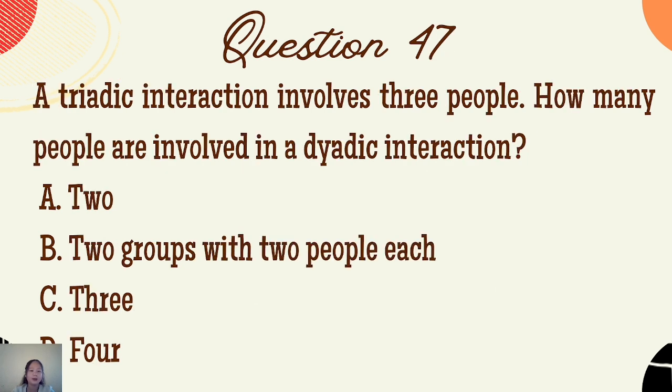Now, question number 47. A triadic interaction involves three people. How many people are involved in a dyadic interaction? The correct answer is letter A, 2. A dyadic interaction involves two people communicating directly.